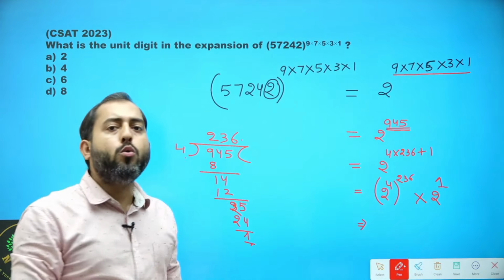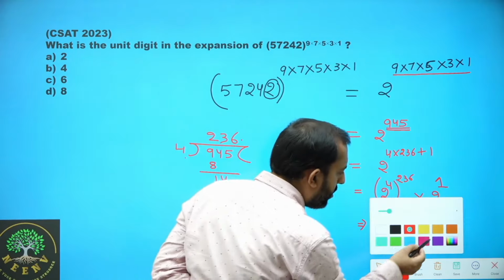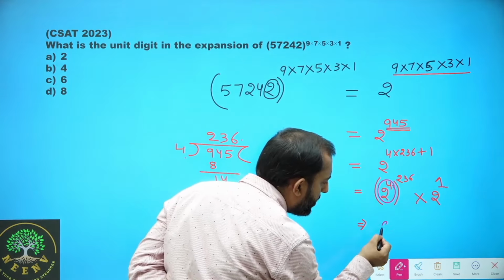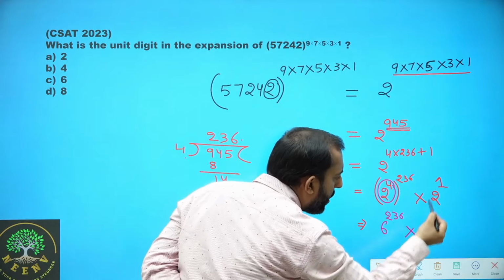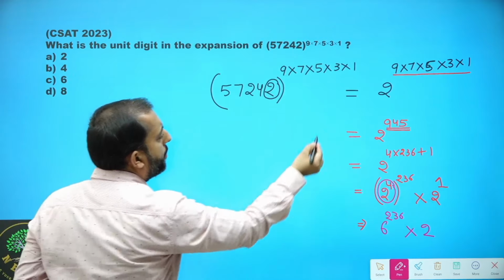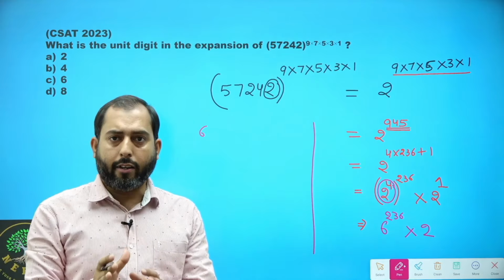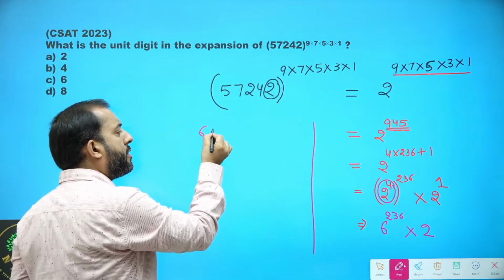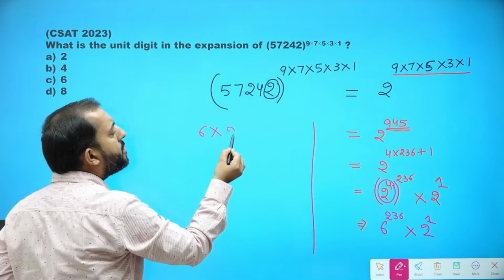Now 2 power 4 will produce 6 as the unit digit. So this will produce 6 as the unit digit. So it's 6 power 236 into 2 power 1. Now further, 6 raised to the power any natural number will produce 6 as the unit digit, and 2 raised to the power 1 will produce 2 as the unit digit.